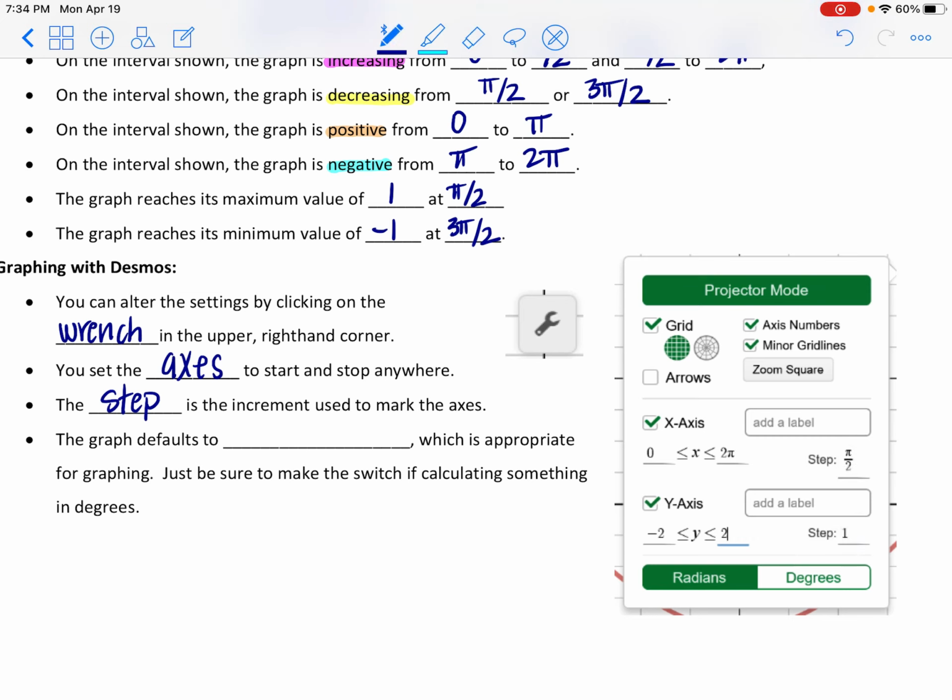And then lastly, the graph is going to default to radians. Normally it does not affect what we're doing. Normally we're working in radians anyway, so you're going to see that radians is already selected here. However, if you end up working on a problem where you're solving in a triangle and something's in degrees, just make sure that you go back here and change it to degrees if you're doing something in degrees. Otherwise, leave it in the default of radians.